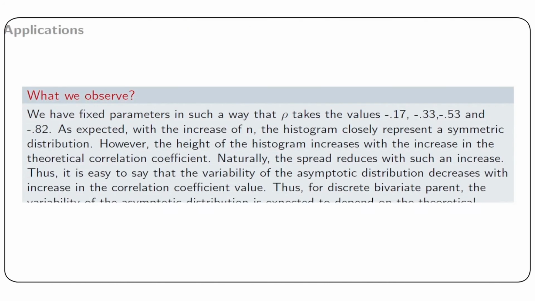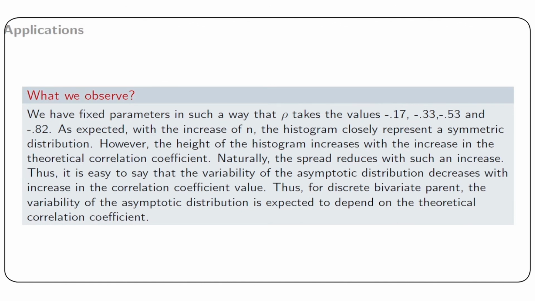So what do we observe? We have fixed parameters in such a way that rho takes the values minus 0.17, minus 0.33, minus 0.53 and minus 0.82. As expected, with the increase of n, the histogram closely represents a symmetric distribution. However, the height of the histogram increases with the increase in the theoretical correlation coefficient. Naturally, the spread reduces with such an increase. Thus, it is easy to say that the variability of the asymptotic distribution decreases with increase in the correlation coefficient value. Thus, for discrete bivariate parent, the variability of the asymptotic distribution is expected to depend on the theoretical correlation coefficient.